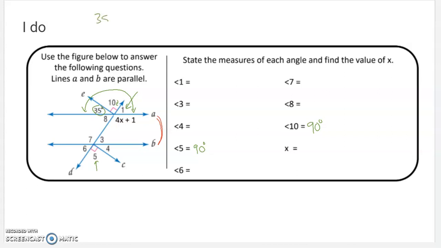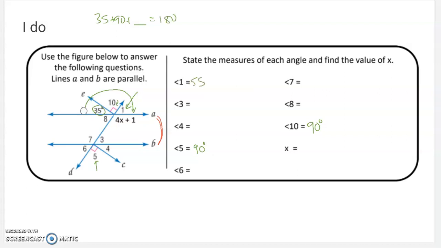I'm going to have a lot of mess here. 35 plus 90 plus whatever angle 1 is are all going to add up to 180 degrees. So 180 minus the 90 would be 90, minus 30 would be 60, minus 5 would be 55. So angle 1 is 55 degrees, and I use supplementary angle reasoning to figure that out.